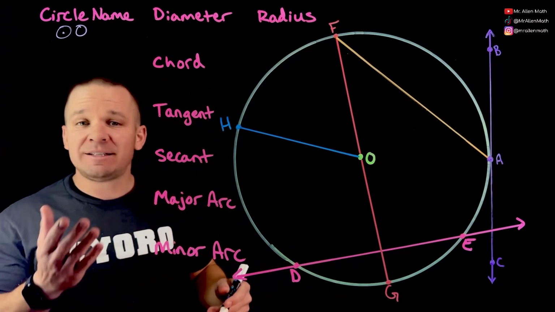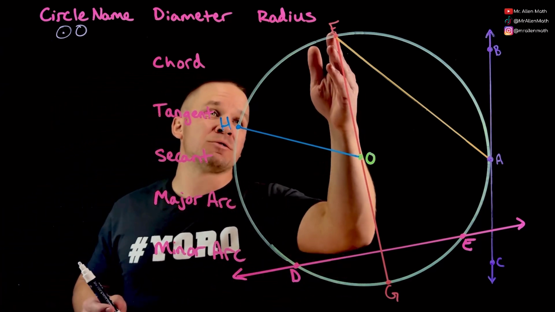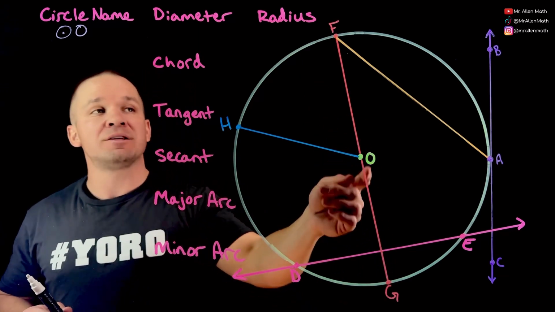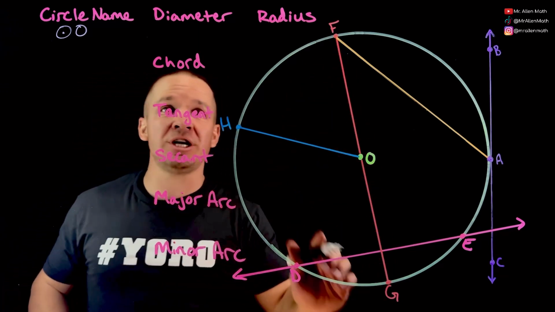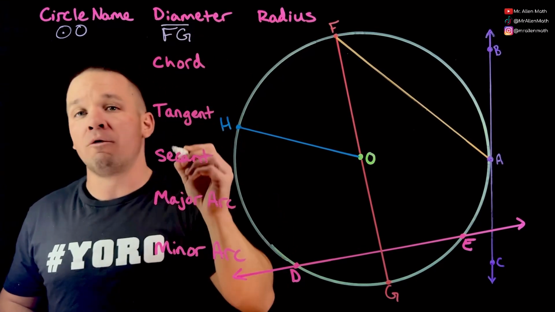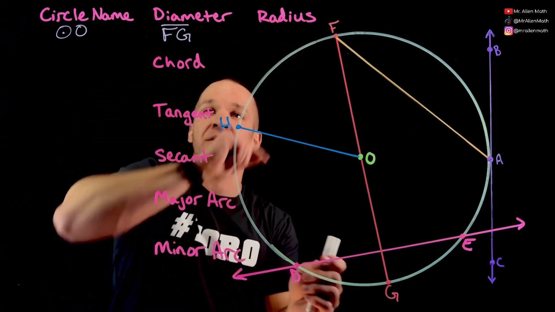Excellent. Awesome. Diameter. In this case, I only have one diameter drawn. A diameter has to pass through one edge of the circle to the other edge and through the center. So in this case, it would be FG, and we label that as a segment. So FG with the segment over it. No arrows, because it is a segment. It ends from here to here, FG.